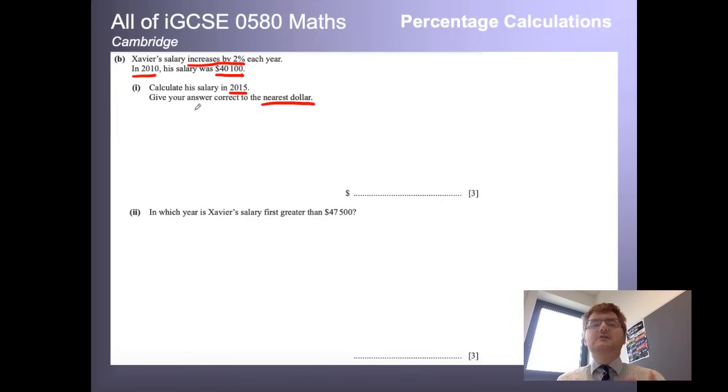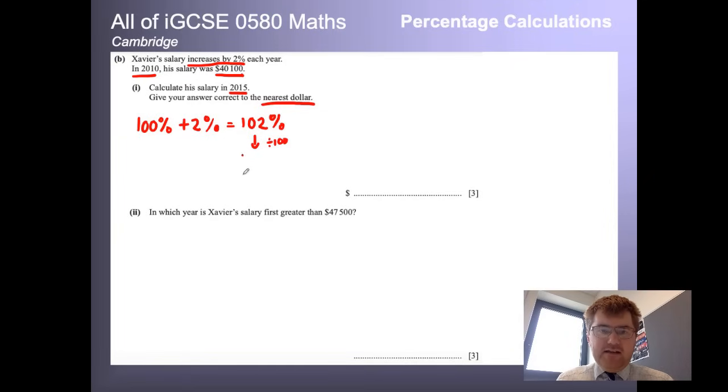So if we increase something by 2%, well, we're taking the 100% and then we're adding 2%, and that gives us then 102%. My next step is to change this into a multiplier. So what I do here is divide by 100 to get it as a decimal. So if I do 102 divided by 100, then I get this crucial number here of 1.02, which I'm going to use for the rest of the calculation. Now, in order to work out this increase, remember it's compound interest essentially, is what's going on here.